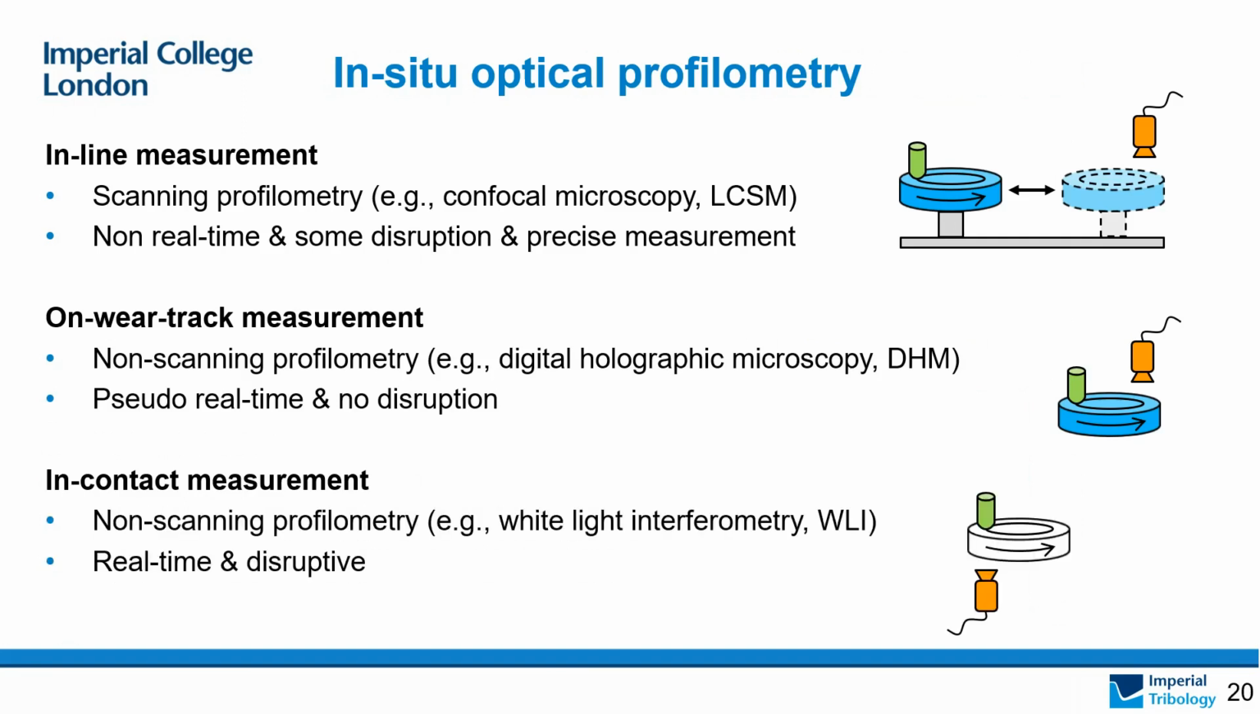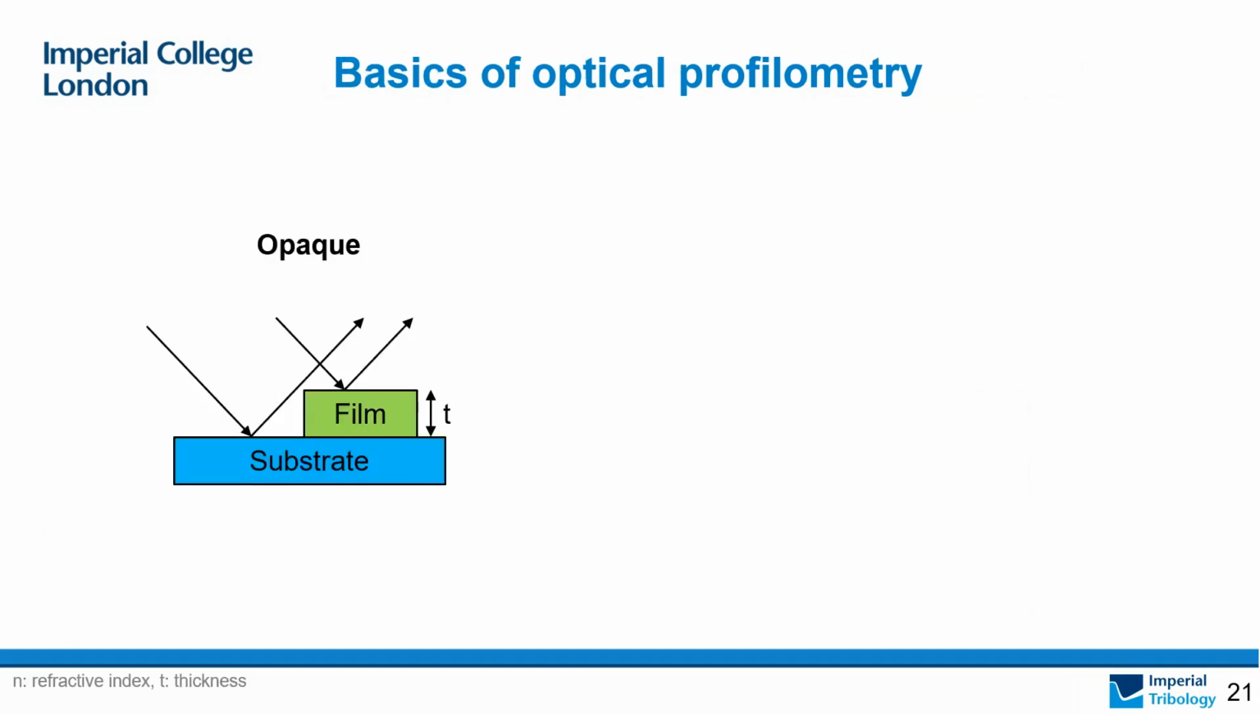To do real time measurement, we need in contact technique. For example, we can put a microscope underneath the disk and replace the disk with a transparent material, say glass or sapphire, so that we can see through the disk. This is common for EHD measurement, for example, and usually white light interferometry is used. The downside is that it is disruptive because changing the disk material can actually change the originally intended tribological behavior.